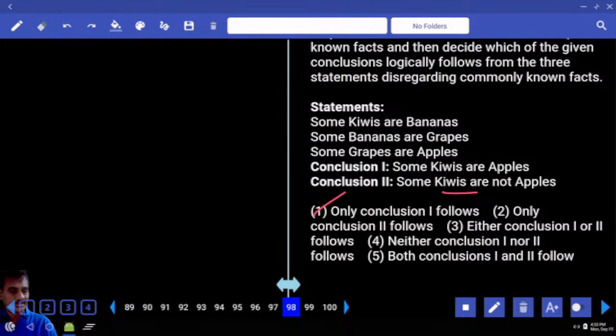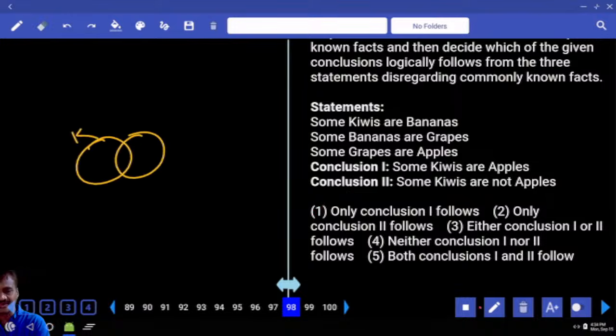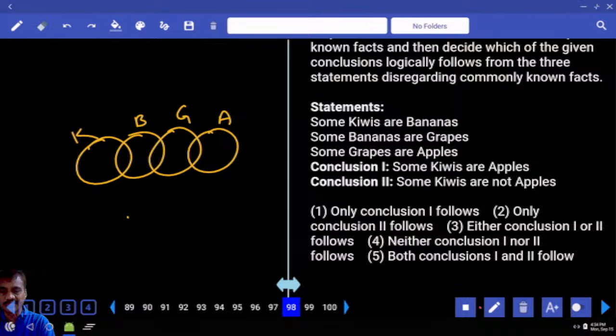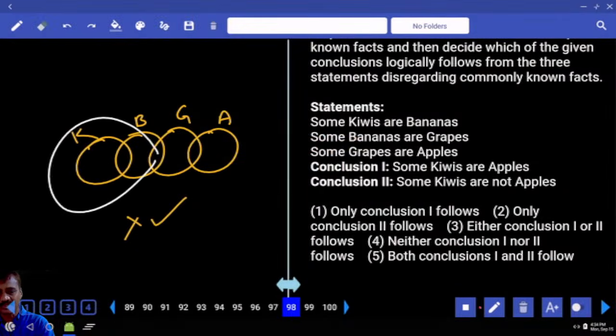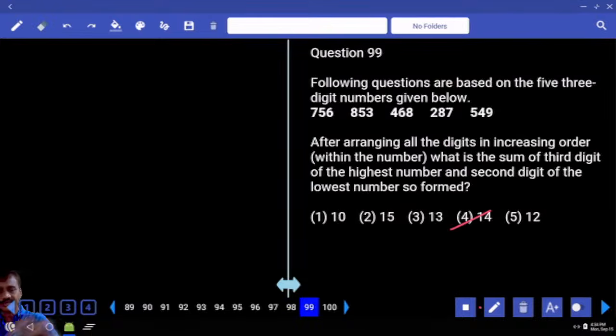Now in this 98, some kiwis are bananas. Now these are the kiwis that are bananas, kiwi and banana. Some bananas are what? Grapes. And some grapes are apples. Then some kiwis are apples, and some kiwis are not apples too. No kiwi is apple, false. All kiwis are apples, possible. That's the alternate diagram true. Then the first one will be true. Then what is your answer? Either 1 or 2, choice 3, 98. Then 99. 99 first or the second?